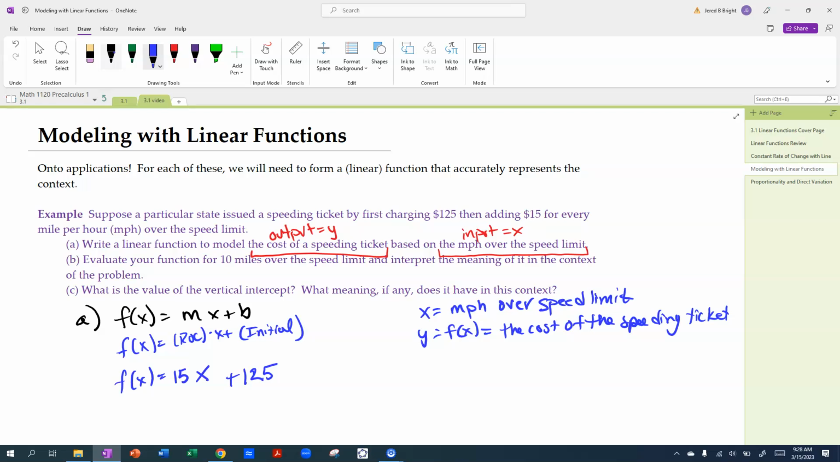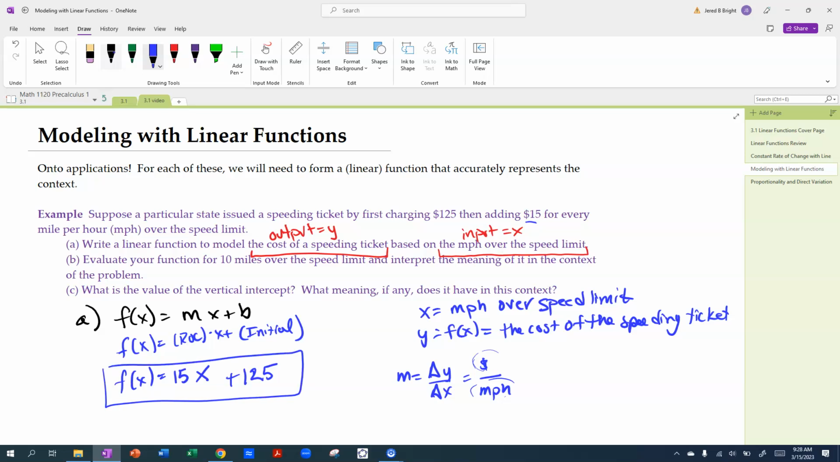So 15, and sometimes writing out the units helps. So like m, if you were to write out the units of change in y over change in x, this would be cost in dollars per miles per hour over. And so if you look at the 15, it's $15, right? Dollars per mile per hour over. So sometimes just writing out the units in these contexts helps you determine the model. But regardless, we have our model in part A.